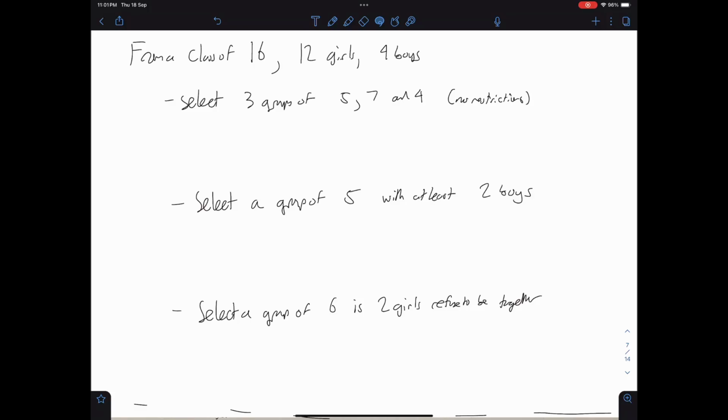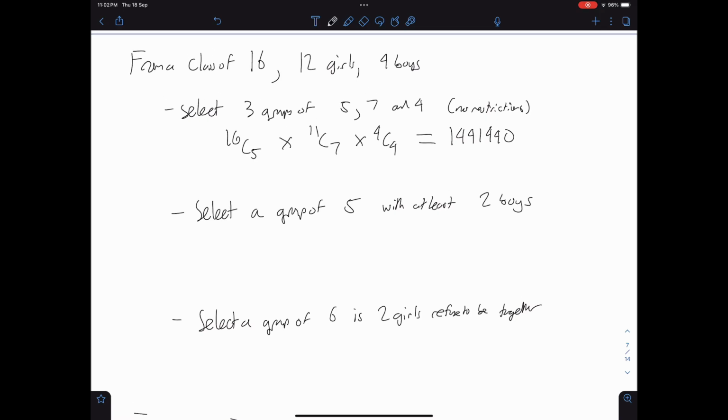So now we will move on to some combinations questions. In this first question, it's essentially saying we want a group of 5, a group of 7, and a group of 4, and there are no restrictions. So we would do 16 choose 5 multiplied by 11 choose 7, and then 4 choose 4. So that would give us 1,441,440.